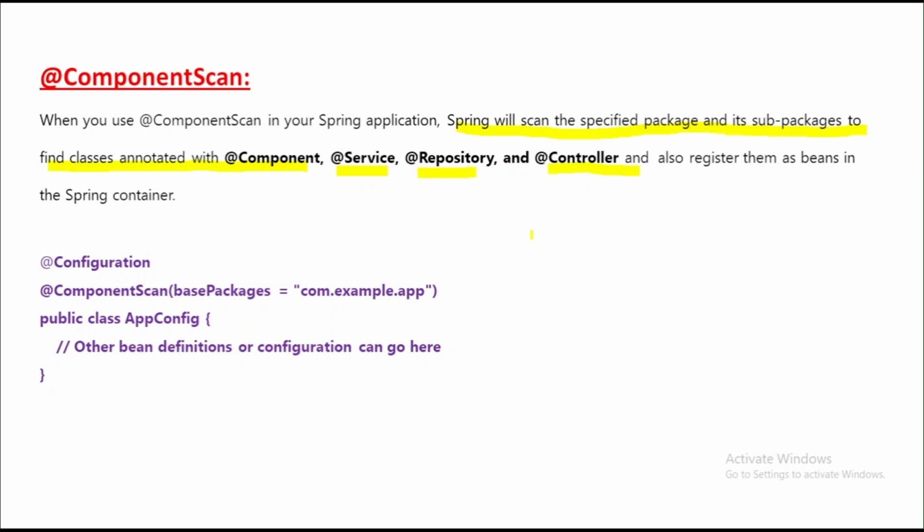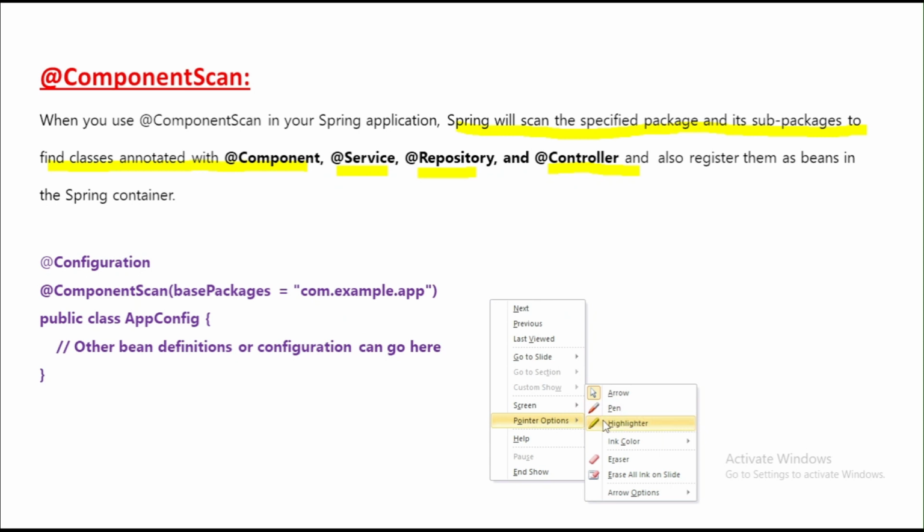In this example, @ComponentScan is used in a configuration class, AppConfig, to specify that Spring should scan the com.example.app package and its subpackages for classes annotated with Spring component stereotypes. These classes will be automatically registered as beans in the Spring container.